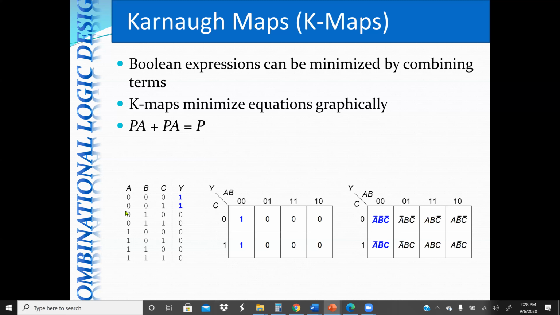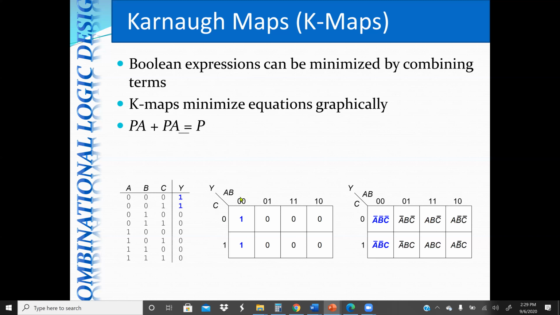Now, since we have 3 inputs, at the top we are going to have AB. The 2 inputs will be at the top, then the down will be only C. So you can see we have 0, 1. But at the top, the first is 0 0, the second 0 1. Now here we should be careful. In K-map, we don't go by 00, 01, 10, 11. Always 1 1 is the third column, and then 1 0 will be the last column.